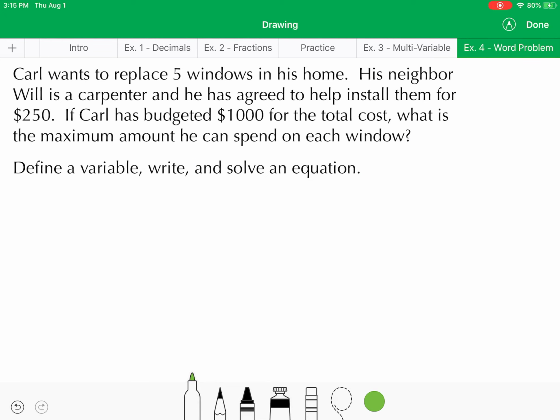All right, moving forward, we got a word problem here for you, just to get us thinking of setting up an equation to represent a given scenario and then being able to solve that equation. So Carl here, he wants to replace 5 windows in his home. His neighbor Will is a carpenter, and he's agreed to help install them for $250. If Carl's budgeted $1,000 for the total cost, what's the maximum amount he can spend on each window? Define a variable, write and solve an equation.